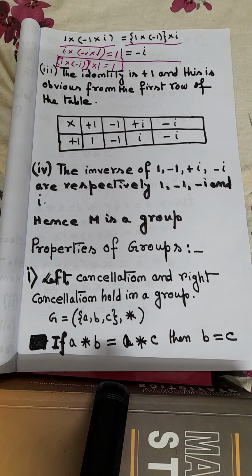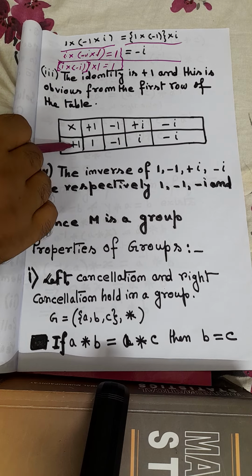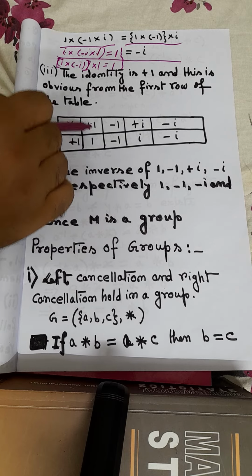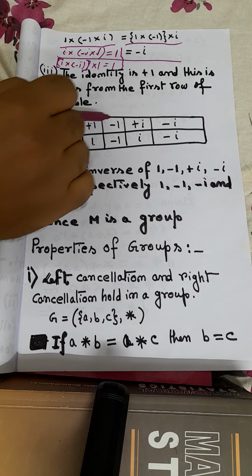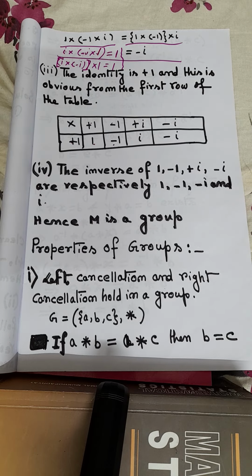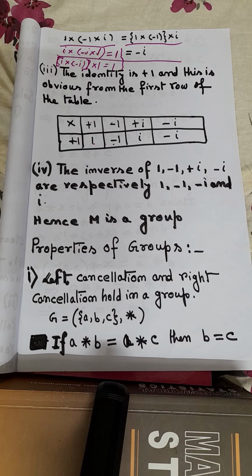So what will be the identity of the element? The identity is 1. And this is obvious from the first row of the table. In the first row of the table, what we saw is that if we multiply plus 1 into 1, we get 1. If you multiply plus 1 into minus 1, we get minus 1. It is obvious that if we multiply any element with 1, we will always get the same element, right? So 1 is the identity here, okay? And the fourth one is inverse, correct?